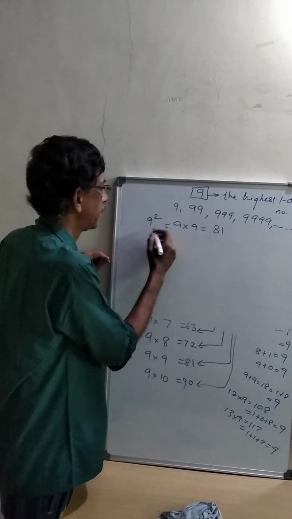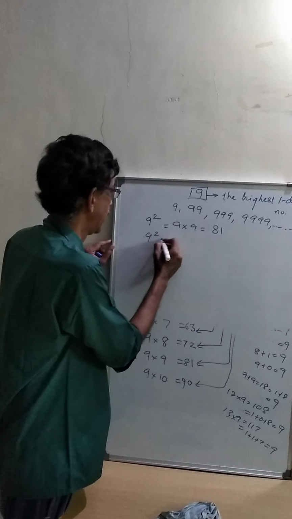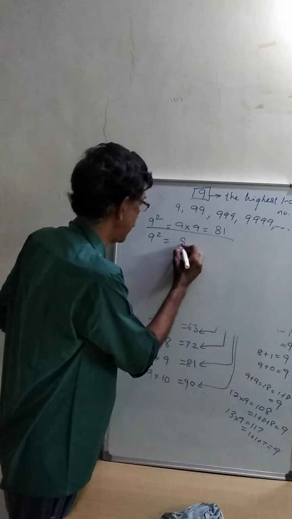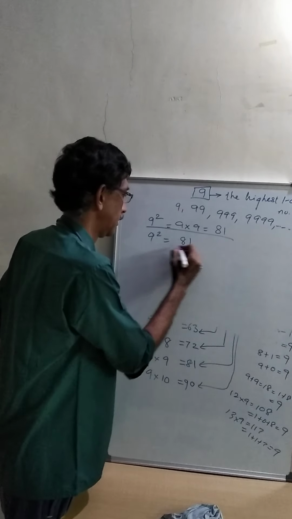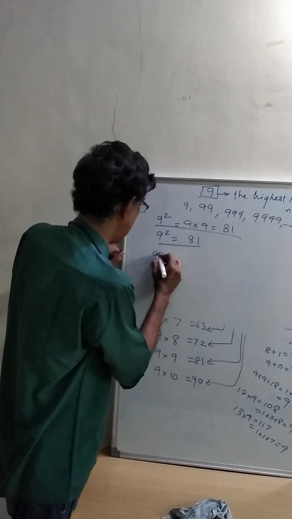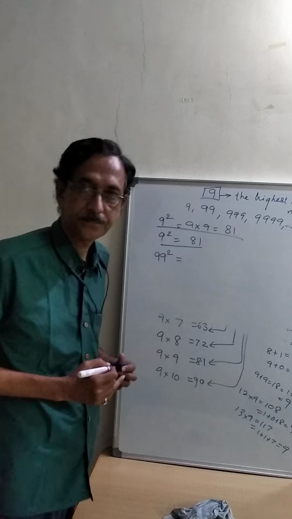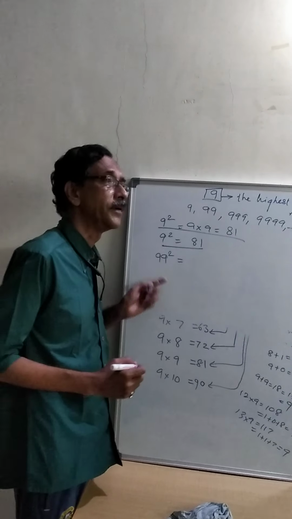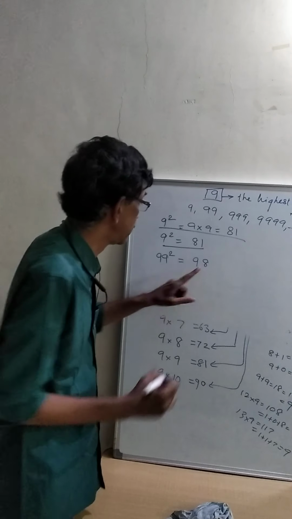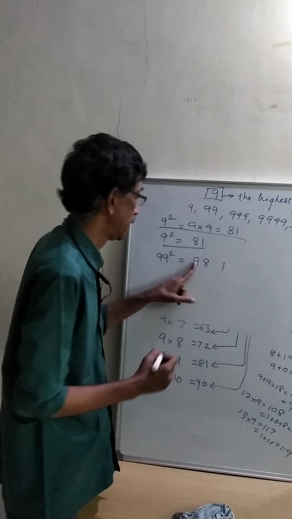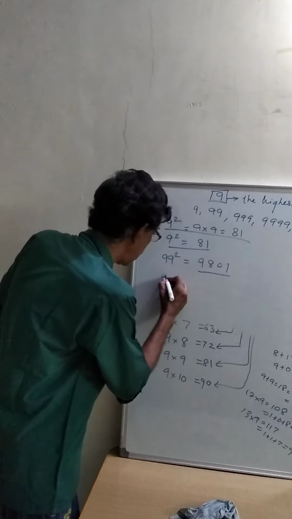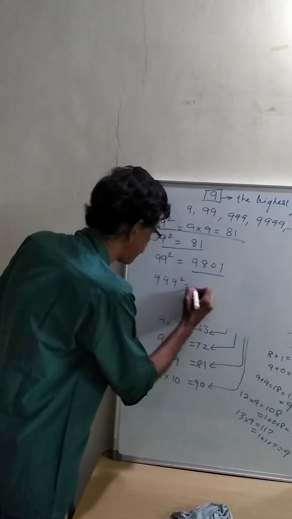Suppose for people who don't know, 9 square I can write as one number before 9 is 8. 9 minus 8 is 1. 9 square is 81. Now we go further. We have two 9s here. 99 square. One number before 99 is 98. 9 minus 8 is 1. 9 minus 9 is 0. This is your answer.